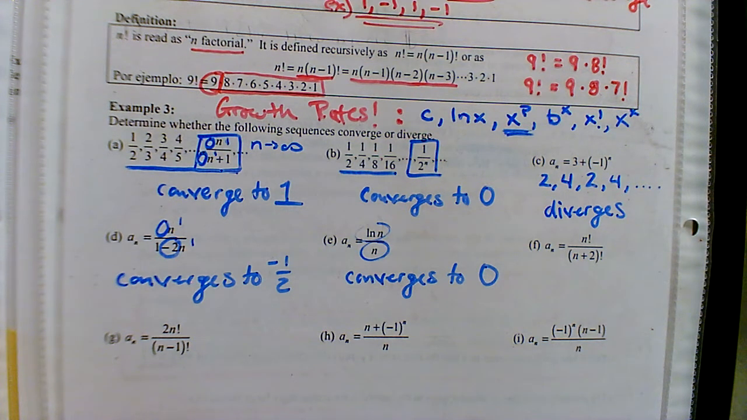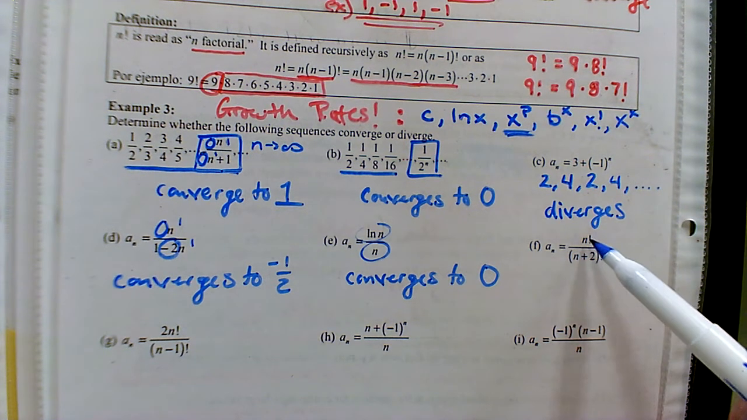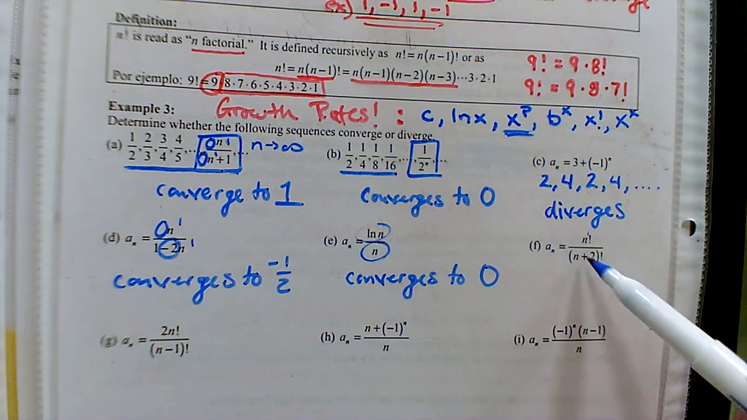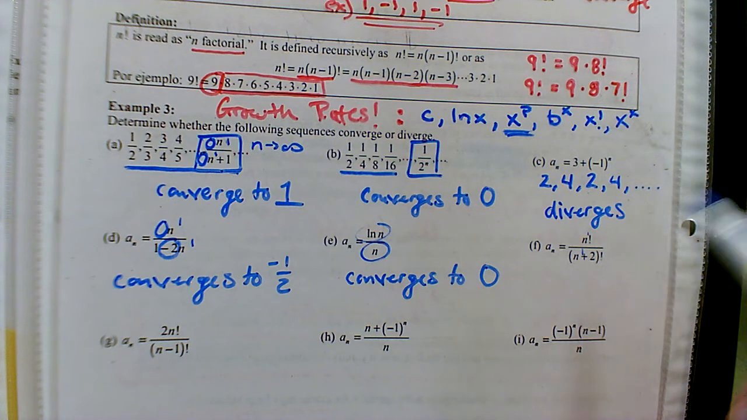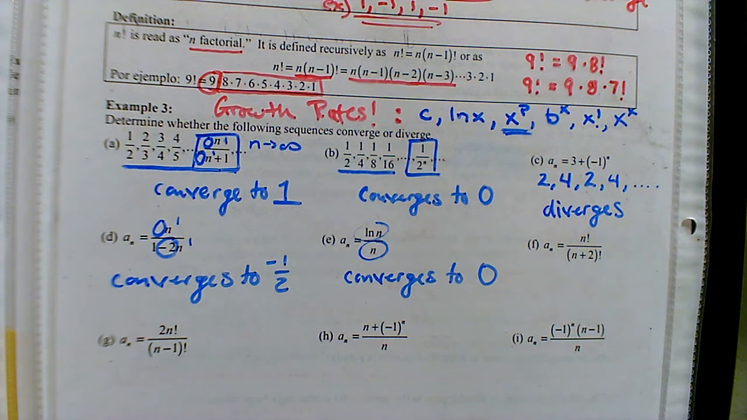All right, what about the next one? This one's a little tricky. Yeah? Does it converge to 1? Possibly. Are you looking at the growth rate? Like this is an n to the first factorial, then you have another n to the first factorial? Is that what you're thinking of? Okay. Converges to 1 is a possibility. Yeah?